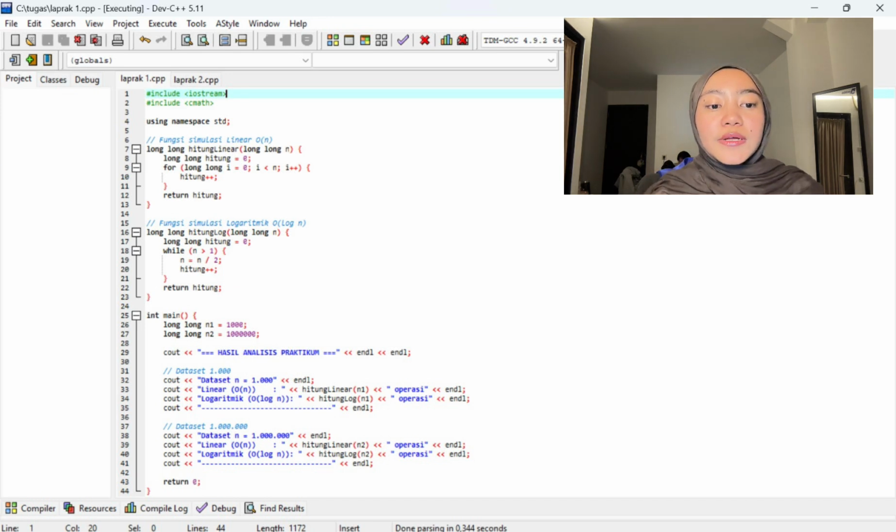For the results, we can see a big difference. The linear function increases a lot when n gets bigger, while the logarithmic function only increases a little. So the conclusion is simple. Linear algorithms are easy to understand but can be slow for large data, while logarithmic algorithms are much faster and more efficient when the input is very large.